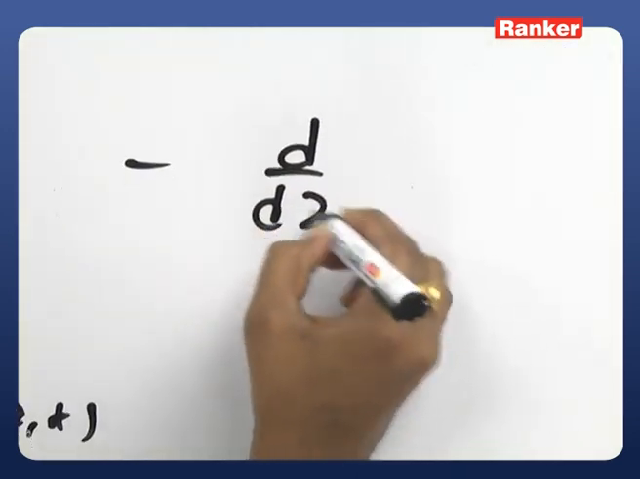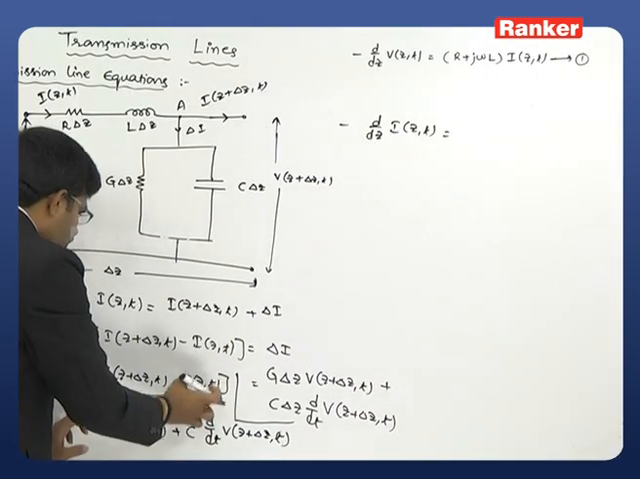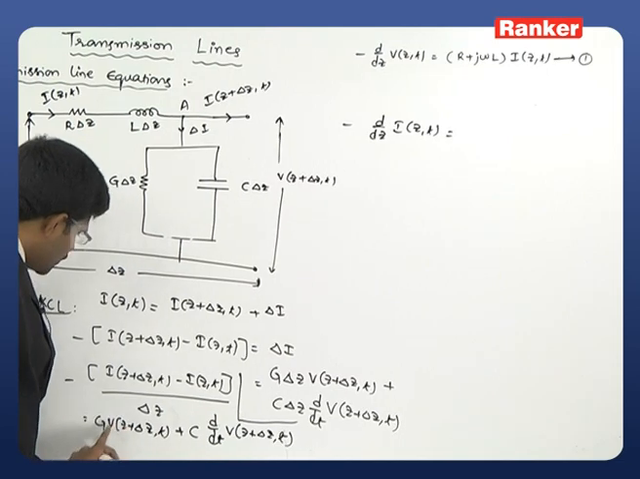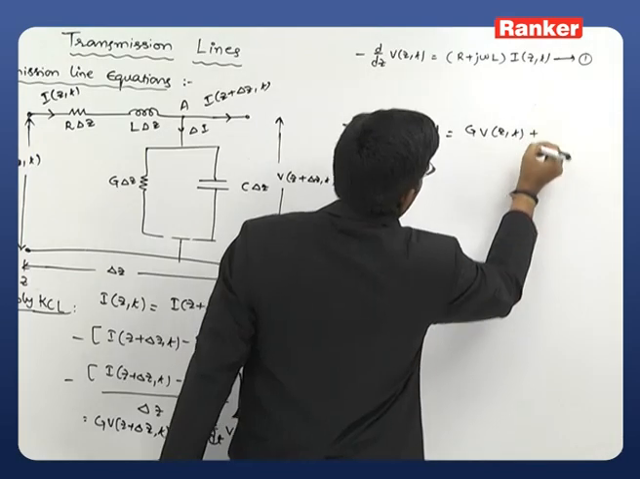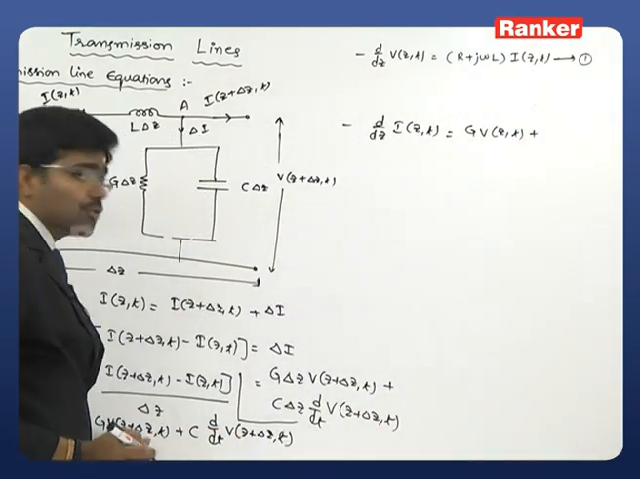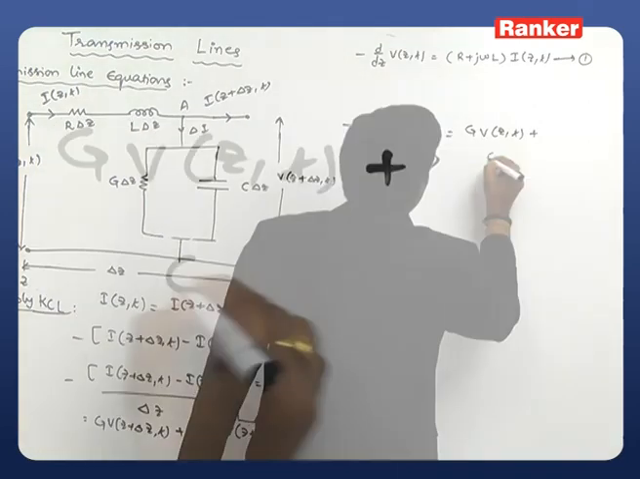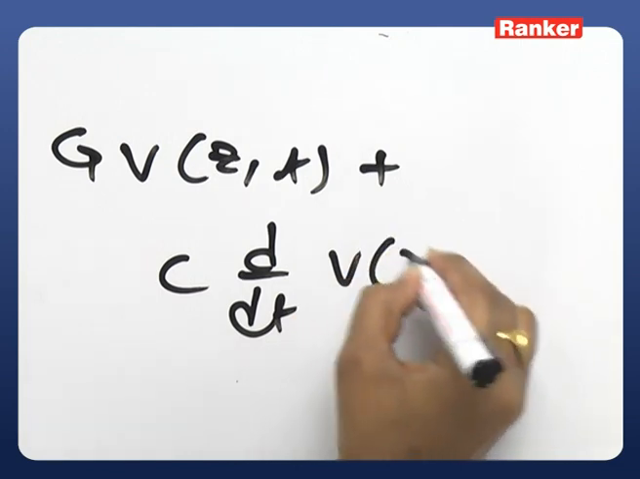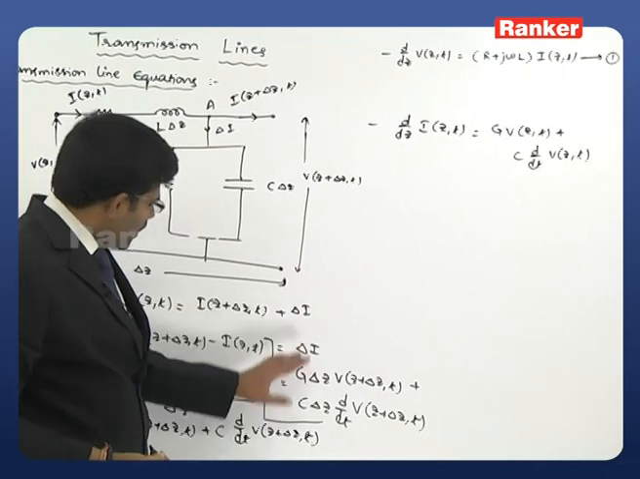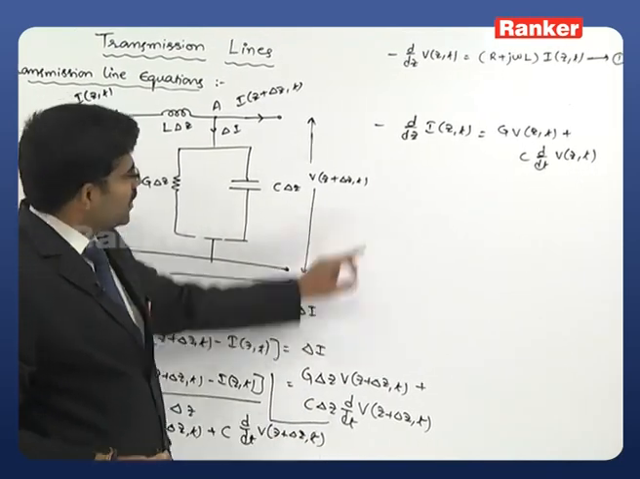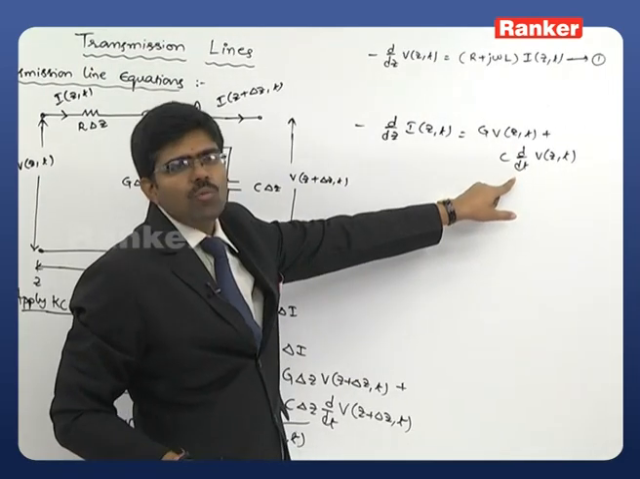minus d by dz of I of z comma t, this entire term is the differential form of this particular function, which is equal to G multiplied with V of z comma t as delta z tends to 0. This delta z tends to 0 will give us V of z comma t, plus C d by dt of V of z comma t. That is the term that we got on our right hand side. Once again go for a similar analysis as our first one, equation 1. Instead of this d by dt, we can write j omega, right?